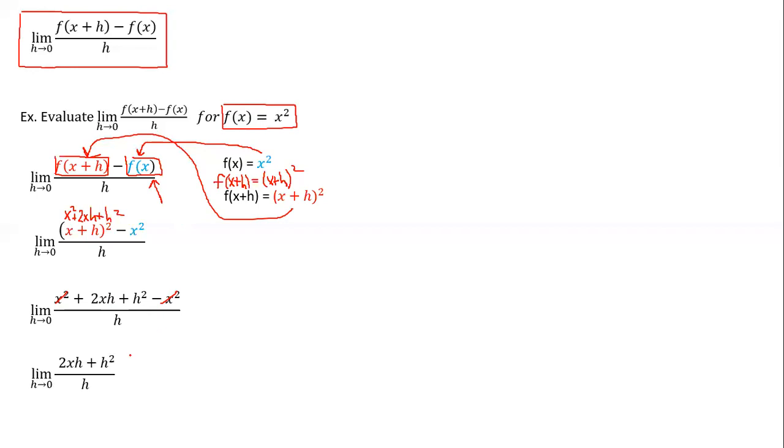Okay, so now we're left with this. We have a common factor of h that we can take out of everybody. So that'll be h to the 1, and that'll be 1. That leaves us with the limit as h approaches 0, 2x plus h. Let h go to 0, and our final answer is 2x.